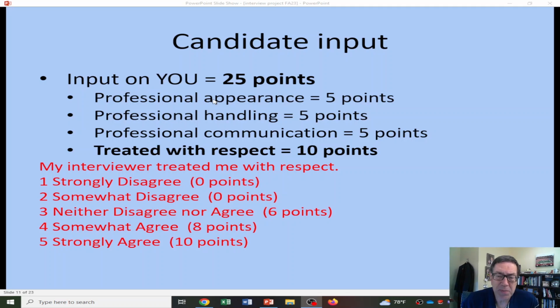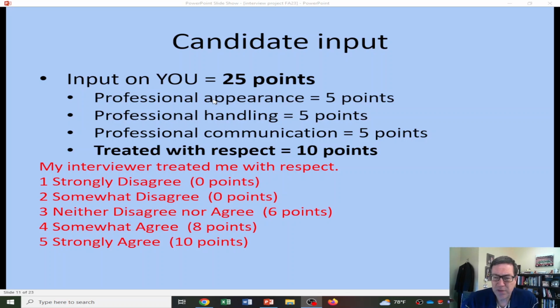All right, next. Did you treat them with respect? Notice that everything so far has been up to 5 points. This is 10 points because this is really, really key. You call them Mr. and Ms. Thank them a lot. Consider that they're doing you a big favor by interviewing for your position. If they feel like you have treated them with respect, you could get 10 points on this thing.